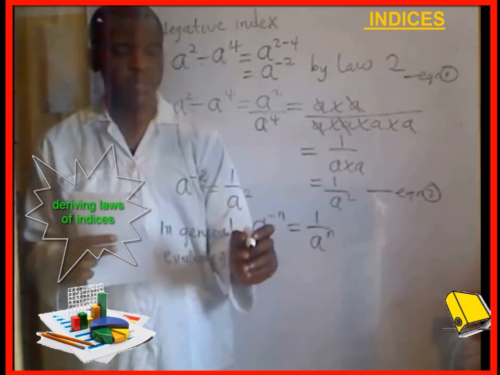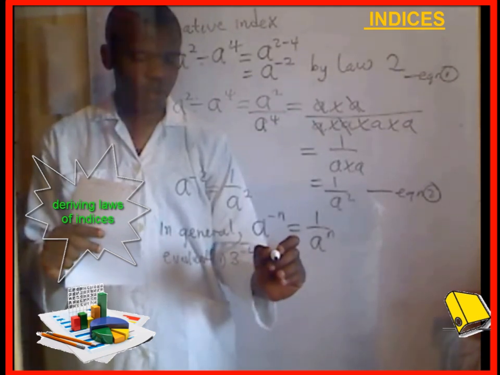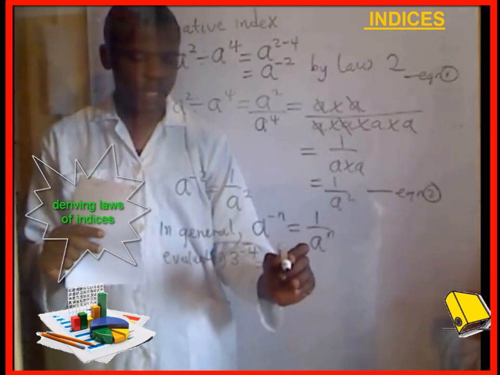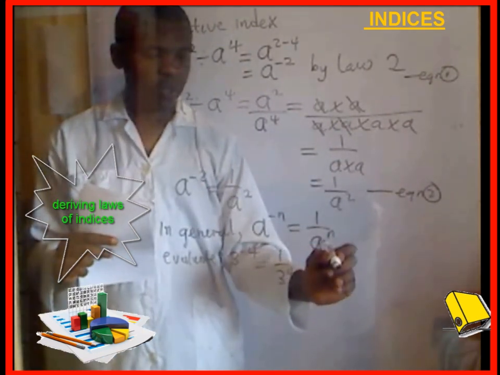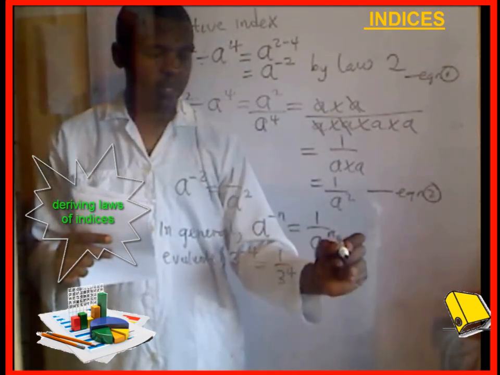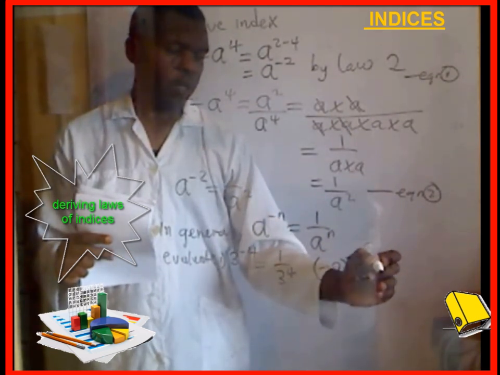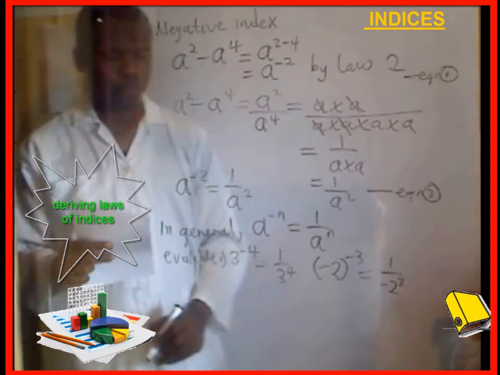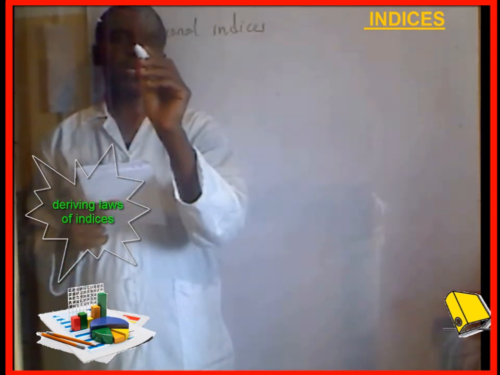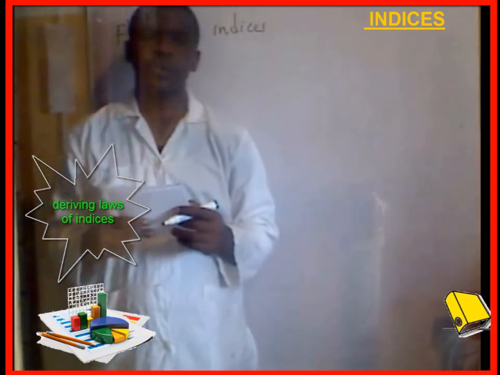Evaluate 3 raised to the power minus 4. This is equal to 1 all over 3 raised to the power 4. Evaluate minus 2 raised to the power minus 3. This will be equal to 1 all over minus 2 raised to the power 3. Let's look at the sixth law, which concerns rational indices.